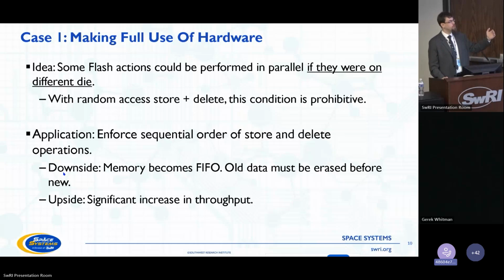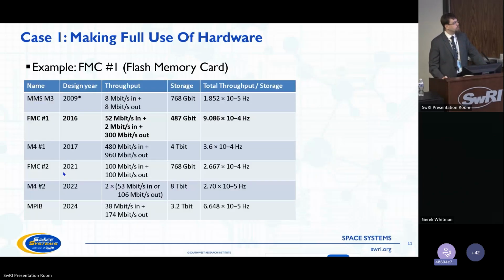The downside is huge. Your memory becomes a straight FIFO. You have exactly one location that you can write new data to. You have exactly one location that you can delete old data at. So this is a very restrictive downside, but the upside is that you get very good throughput. And so let's see an example of what that increase in throughput looks like.